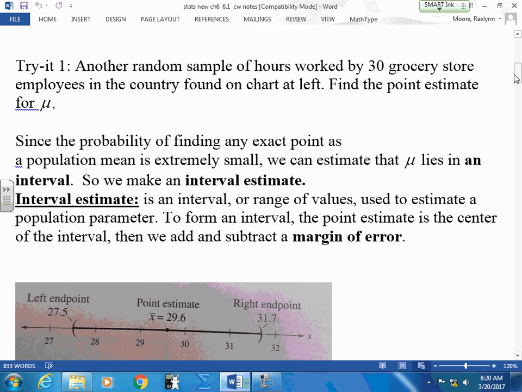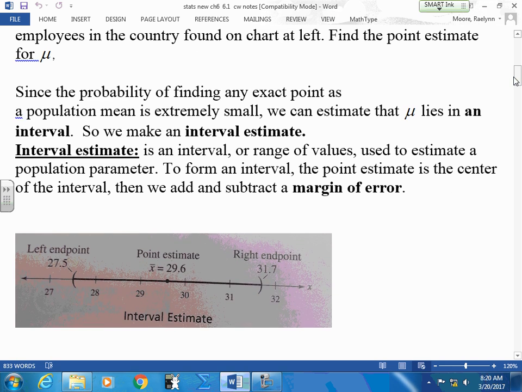And the fact that you guys did the margin of errors already on your polling thing, and a lot of you pretty much understood it, it looked like you did. Since the probability is finding that, we're going to make an interval. An interval estimate is an interval or range of values used to estimate a population parameter. This is on your notes. Put a little star next to this.